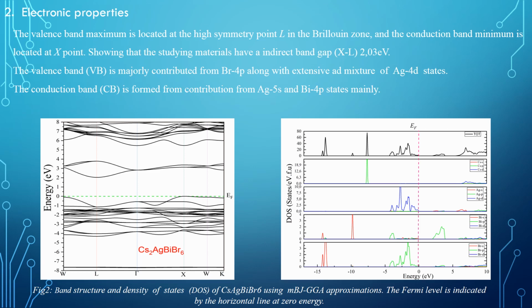The valence band maximum is located at the high symmetry point L in the Brillouin zone, and the conduction band minimum is located at the X point, showing that the studied material has an indirect band gap. The valence band is mainly contributed by Br 4p along with extensive mixture of Ag 4d states. The conduction band is formed mainly from contributions of Ag 5s and Bi 6p states.